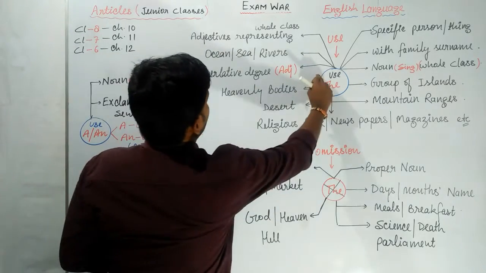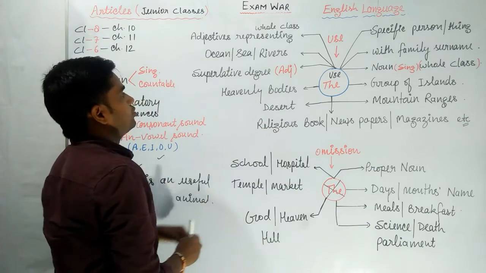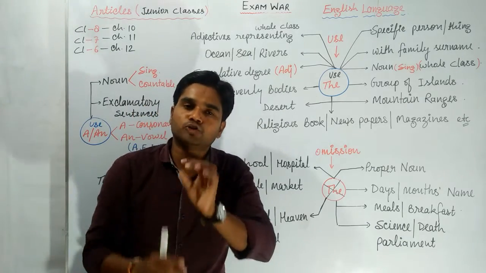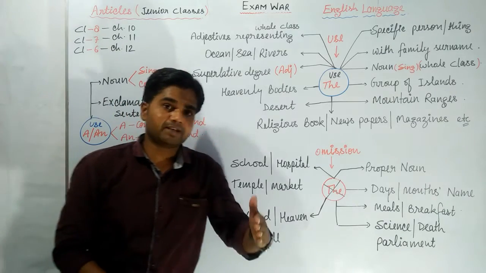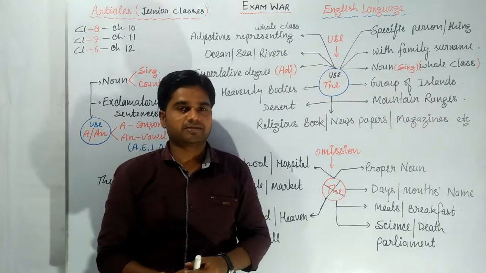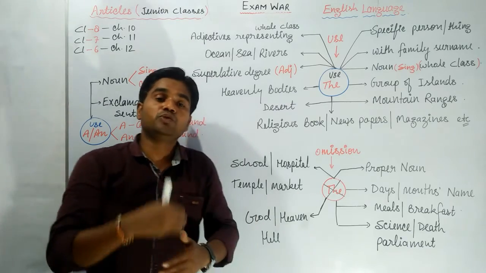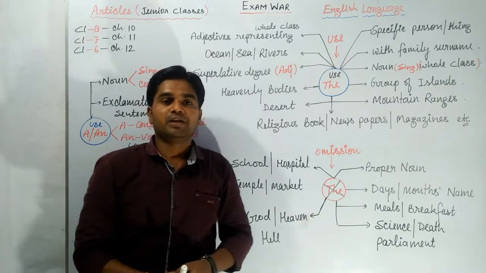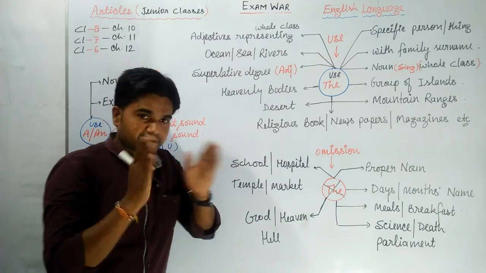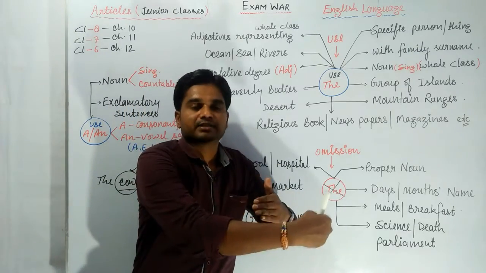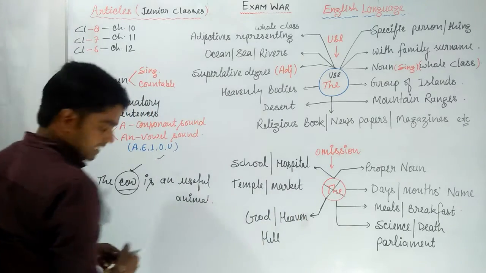Next one, before superlative degree. We also use article the before the superlative degree of adjectives. For example, good, better, best. We use article the before best. Tallest, we use article the before tallest. Like we say small, smaller, smallest. Then we use article the before smallest.